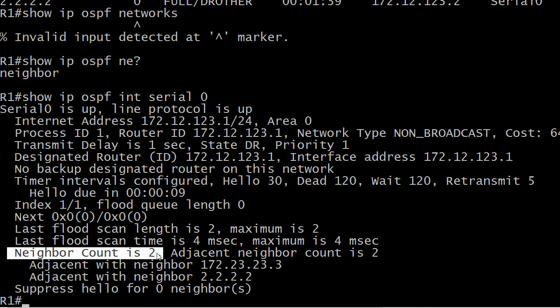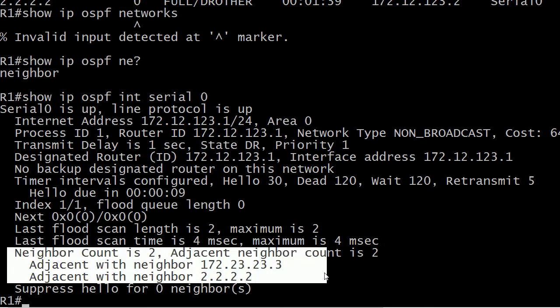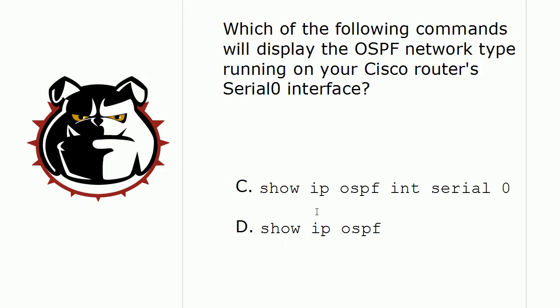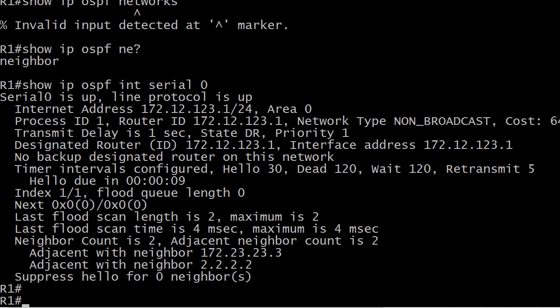How many neighbors do you have? And what are they? And, you know, are you suppressing hellos? That's, again, not something you're going to worry about for your CCNA exam. But a lot of helpful information there. So that answer would definitely be right. Now, what about just good old show IP OSPF?